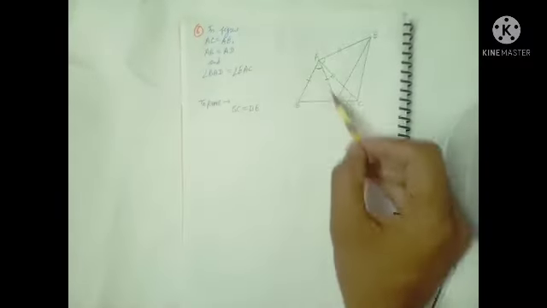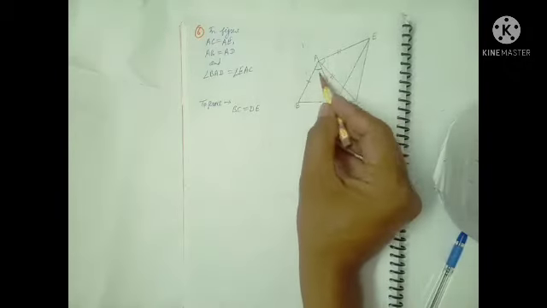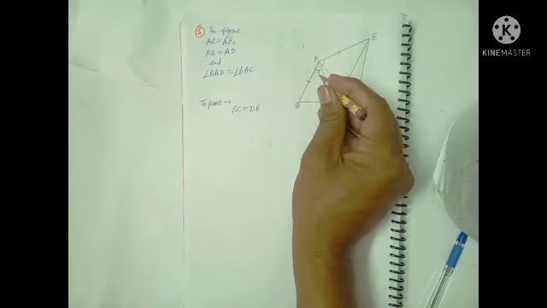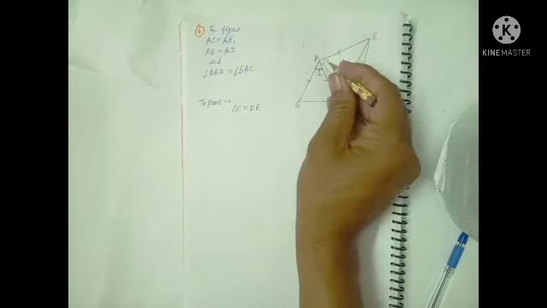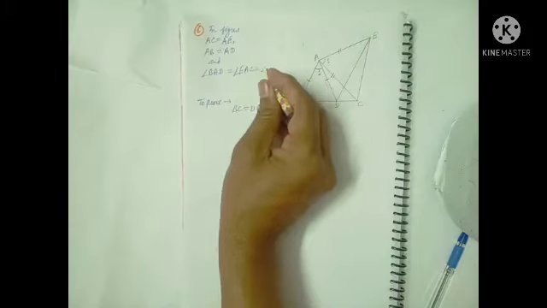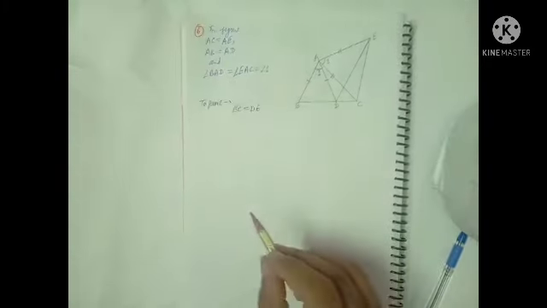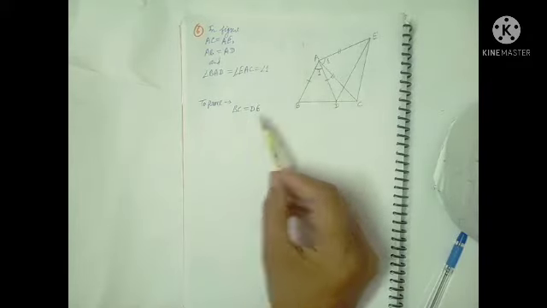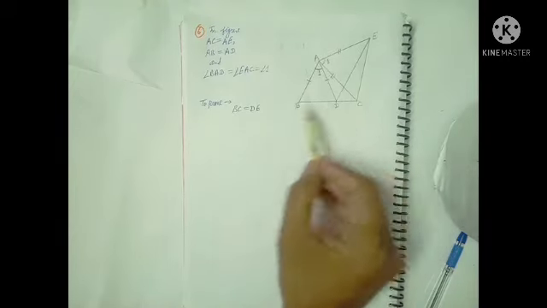Question number 6. Figure is given over here. You can see AB is equal to AD and AC is equal to AE, and this angle is equal to that angle. Suppose this is angle 1, angle BAD, then angle EAC, this is also 1. Let both angles be equal, and let this angle be 1. Now what to prove? We have to prove BC is equal to DE. This we have to prove.